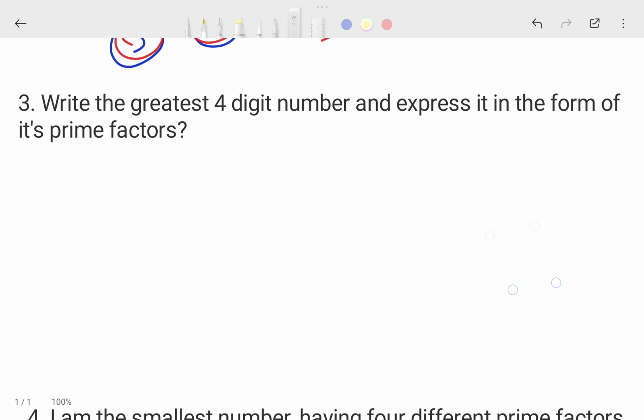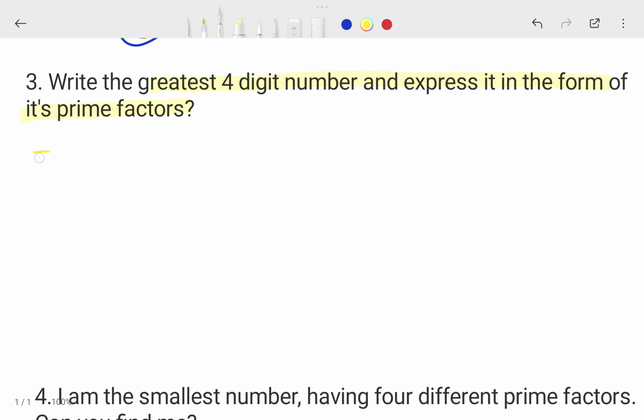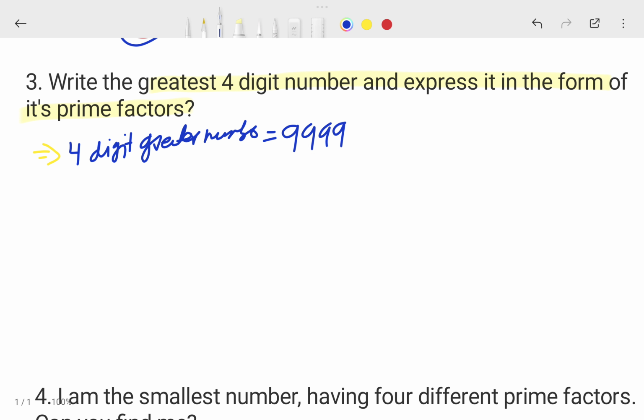So let's talk about the third question. The third question is telling us to write the greatest 4-digit number and express it in the form of prime factorization. Okay, you have to write the greatest 4-digit number, and we have to express it in that form. The greatest 4-digit number is 9999. Okay, now you have to express this number using the prime factorization method.